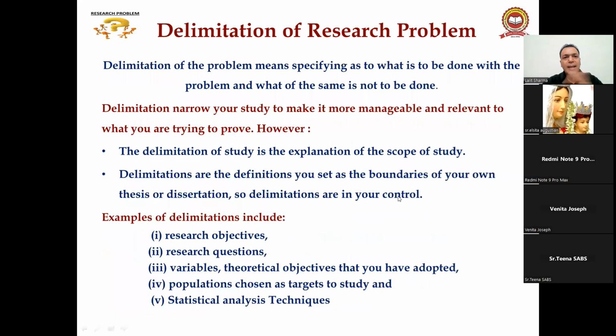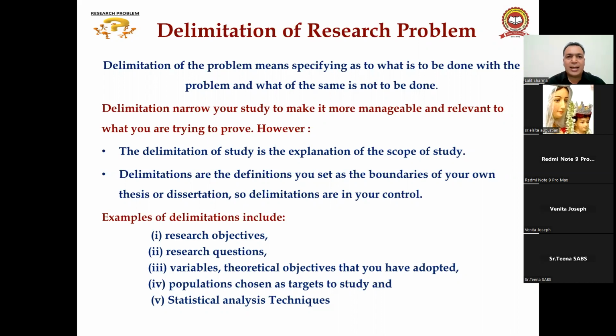Now we talk about delimitations of a research problem. It is always a good method to delimit your research problem, right? You have seen my example, the effects of social media on people's age. After that, I refined, and refined means I was delimiting my problem. So then I delimited my problem: the effect of Facebook use on adolescents. This is called delimiting, right?